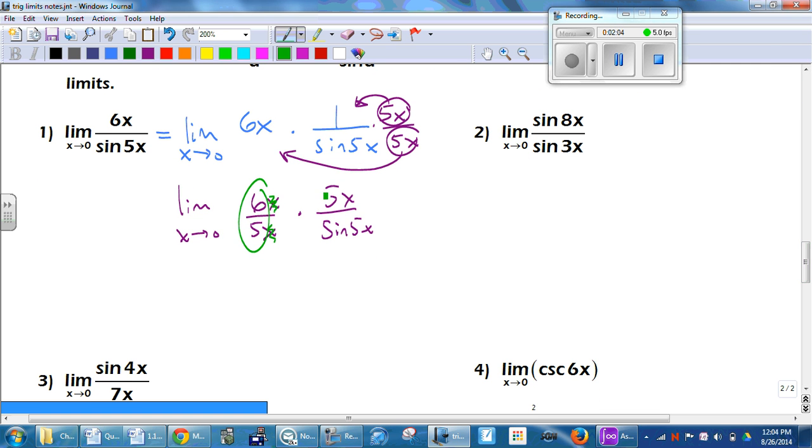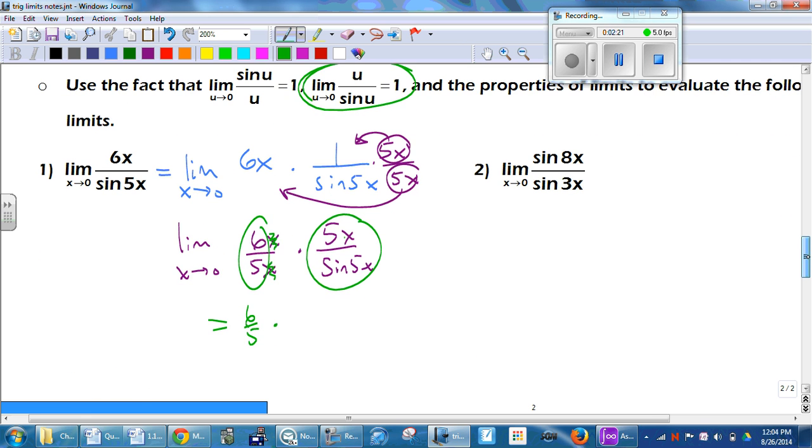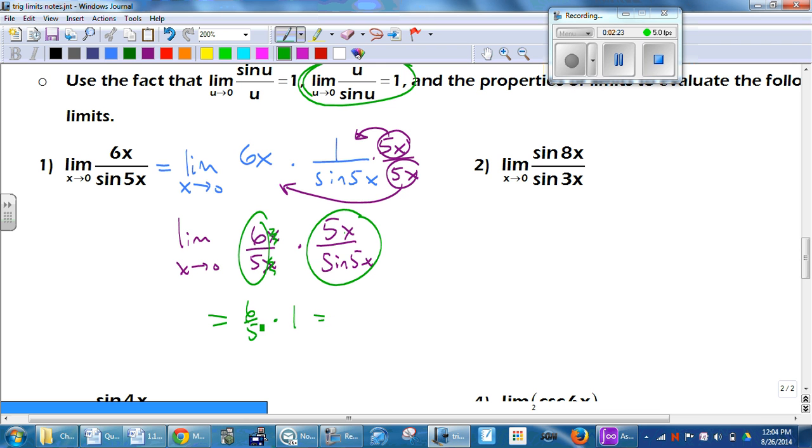Well, we can look at each of these individually. The limit as x approaches 0 of 6/5 is just 6/5. Right? We talked about the limit of a constant is just the constant. And then the limit as x approaches 0 of 5x over sine of 5x, since those are the same, that fits this limit right here. And that means our limit for that part is going to be 1. So we can multiply them after we evaluate the limit of each part, and we get 6/5 for our answer.